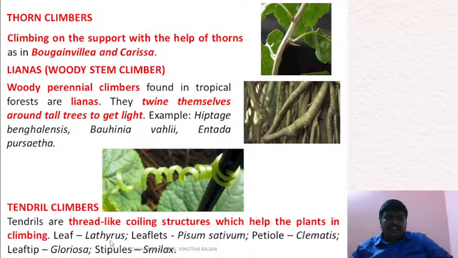In the case of Lathyrus, the leaves are modified into tendrils. In the case of Pisum sativum, the pea plant, the leaflets are modified into tendrils. In the case of Clematis, the petiole, what is petiole? The stalk of the leaf. Petiole means stalk of the leaf. The stalks of the leaves are modified into tendrils. And in the case of Gloriosa, the leaflets are modified into tendrils. In the case of Smilax, the stipules are modified into tendrils.